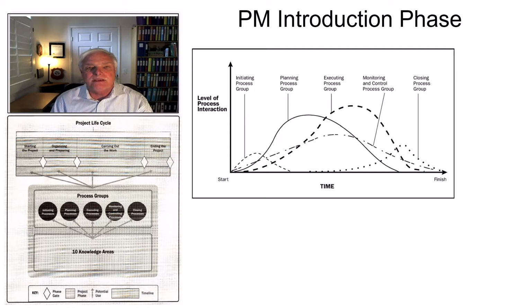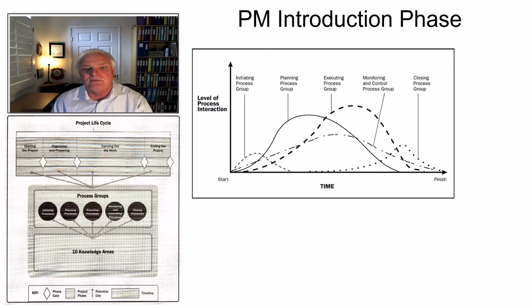Now, within the PMI or PMBOK book or body of knowledge, you're going to see that they describe projects broken down into a series of phases, and those phases, as you can see here, overlap each other. In the image off to the side of me, you can see the initiating phase, the planning phase, the executing phase, the monitoring and control phase, and then the closing process group phase. That is the PMI or PMBOK model.